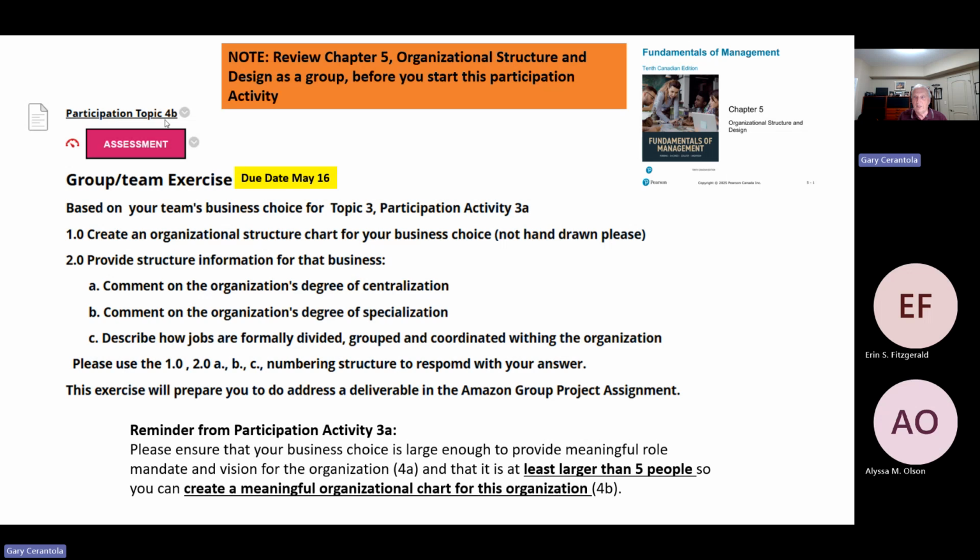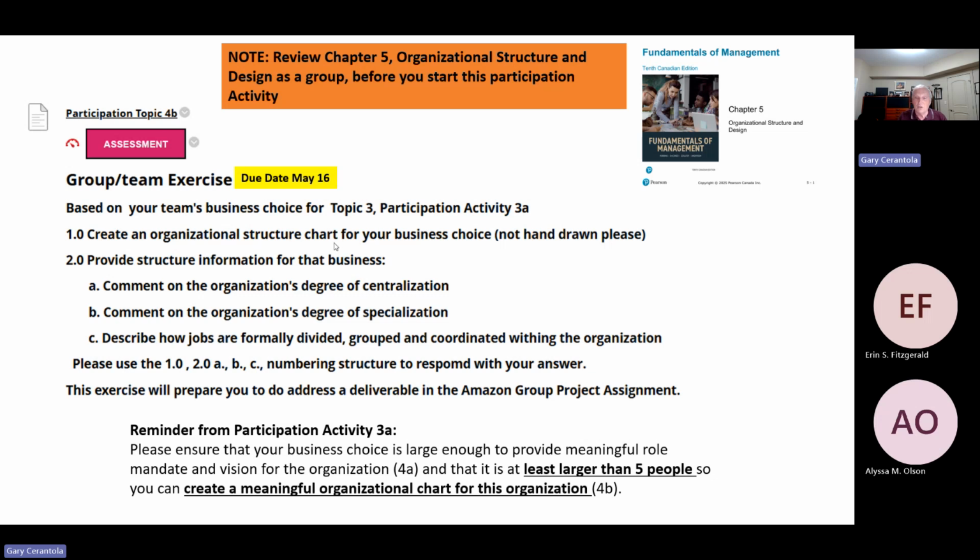Now for topic 4B, again, review this chapter, this organizational structure and design, to really be able to answer 4B. And this is why, again, it's a reminder from participation activity 3A, the organization that you chose should have at least 5 or more people, so that if you're going to create an organizational chart for this organization, it's meaningful, not just one person who does everything. And so that you're going to create this chart, and we're going to go through that.